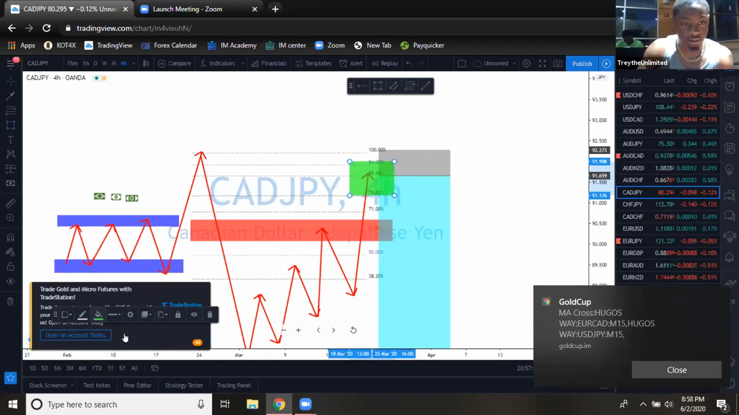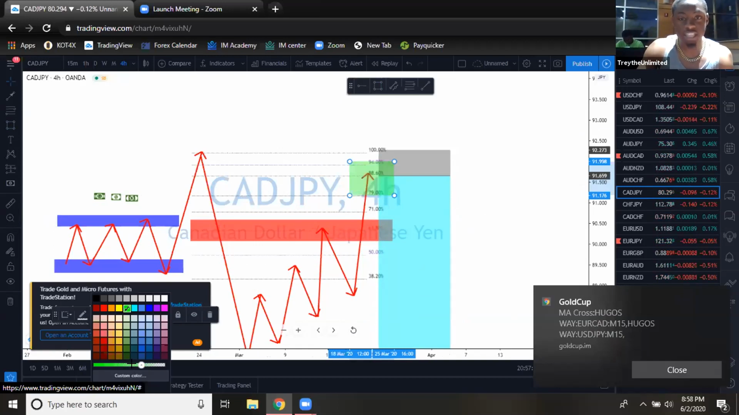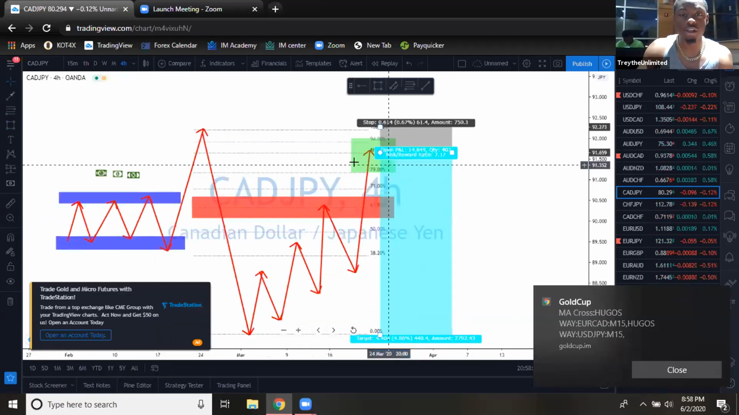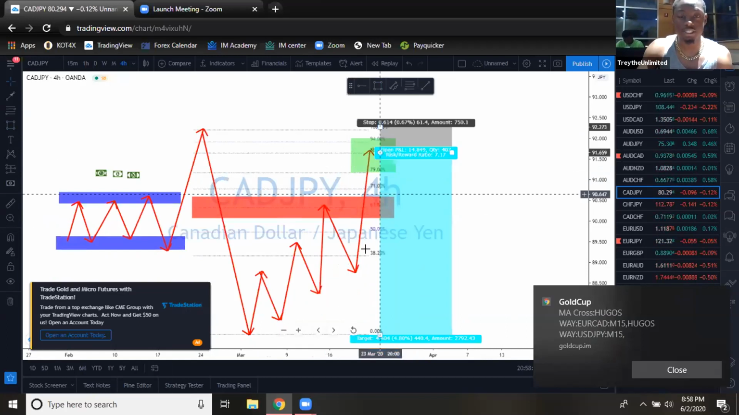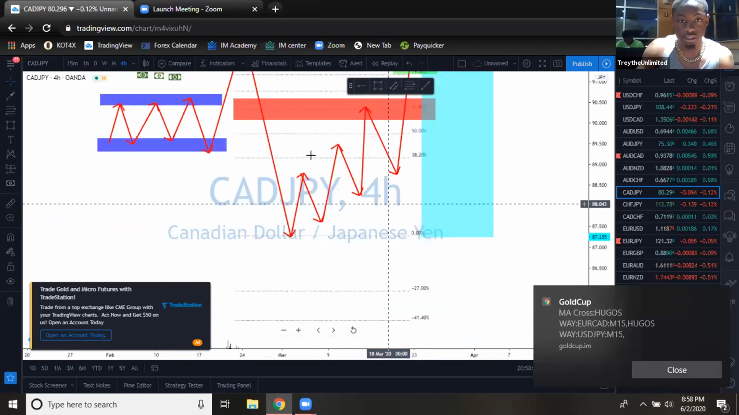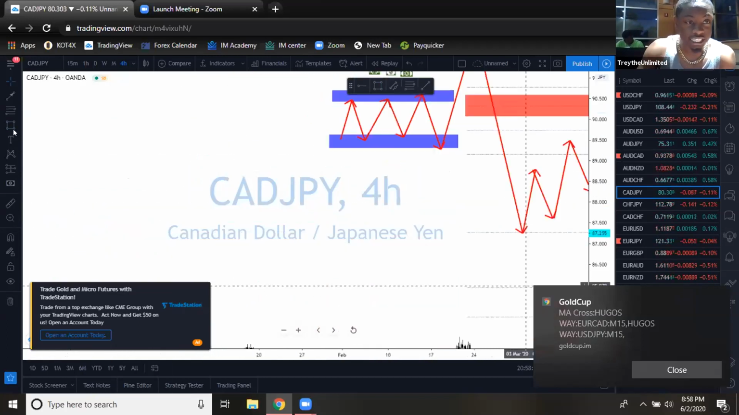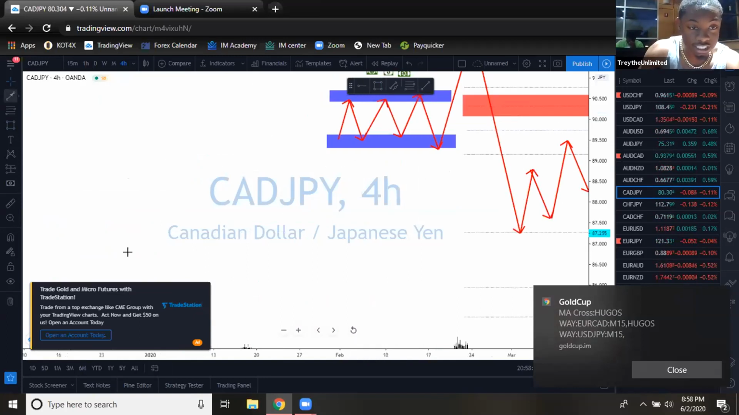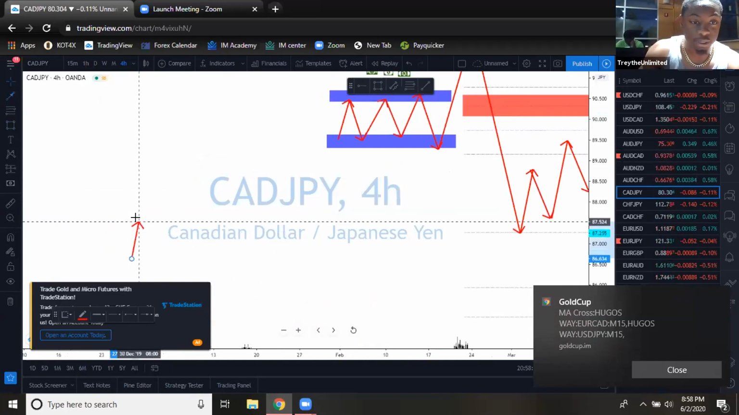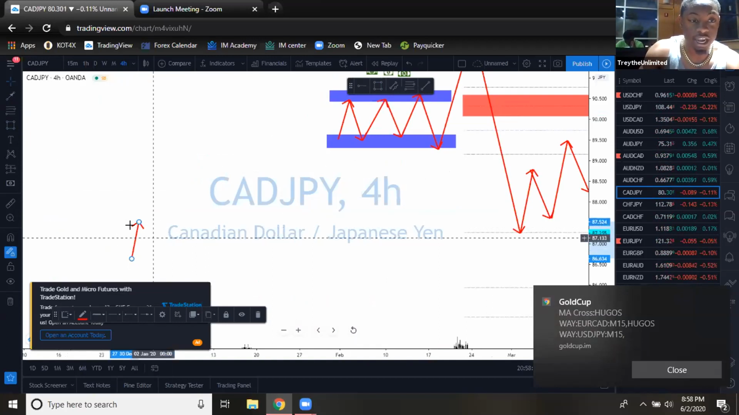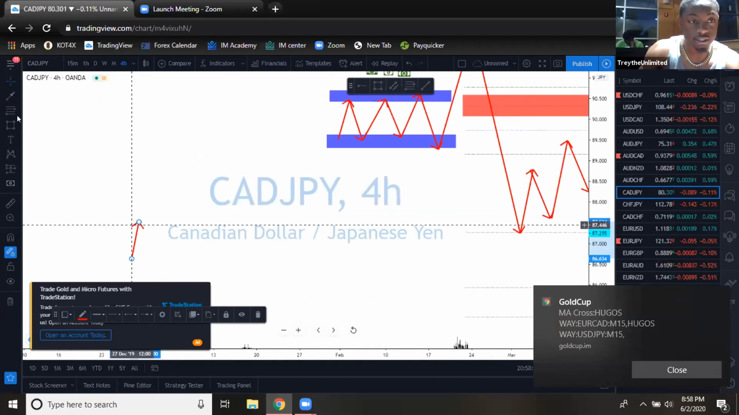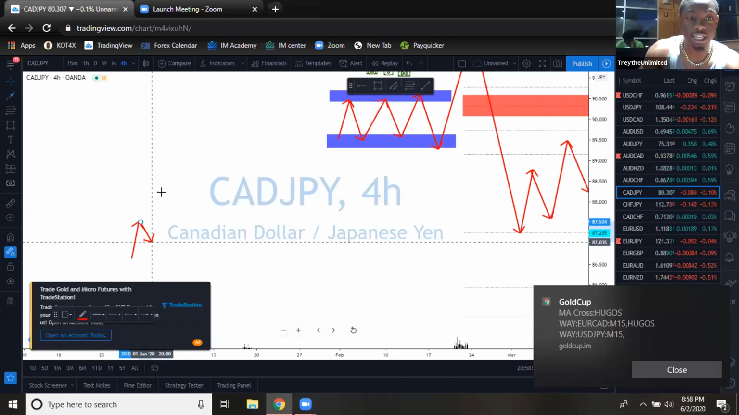Let me make that a little bit lighter. I'm actually gonna enlarge this area. Keep in mind we're right here looking for the sell. In this same box, you're gonna see price action on a smaller time frame where it looks like this. Price is still making higher highs and higher lows.